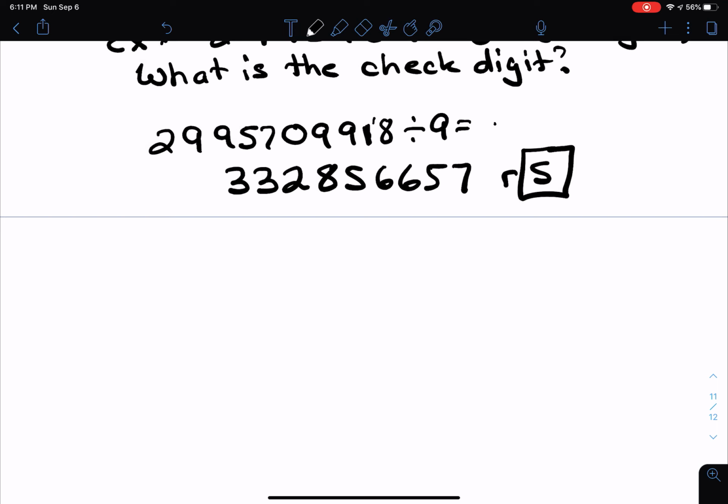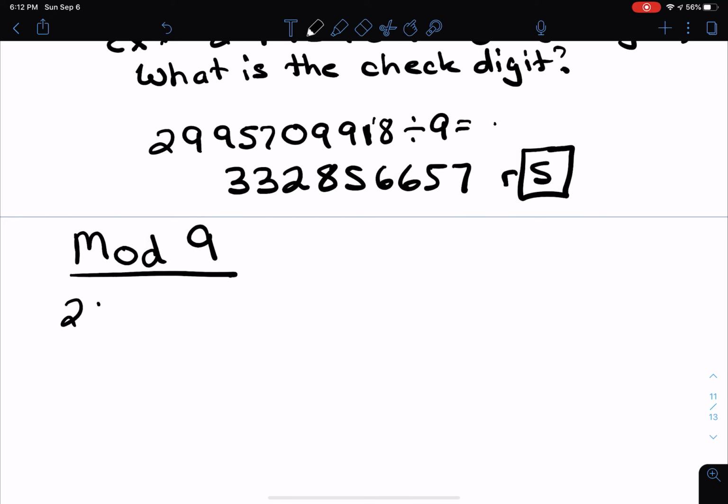And with Mod 9, this is unique to other moduluses. This doesn't work for like Mod 6 or Mod 7 or something, but Mod 9 is pretty cool. You can see what your remainder is by adding up your digits and seeing what's happening.